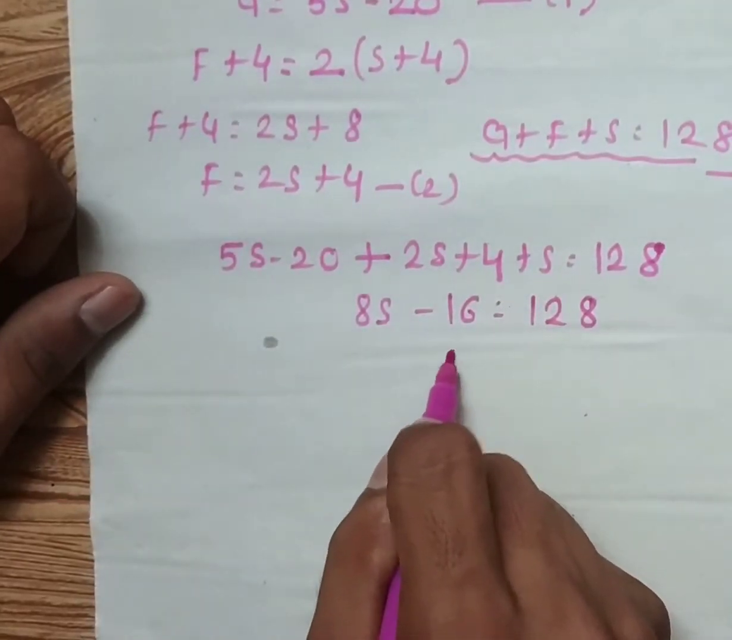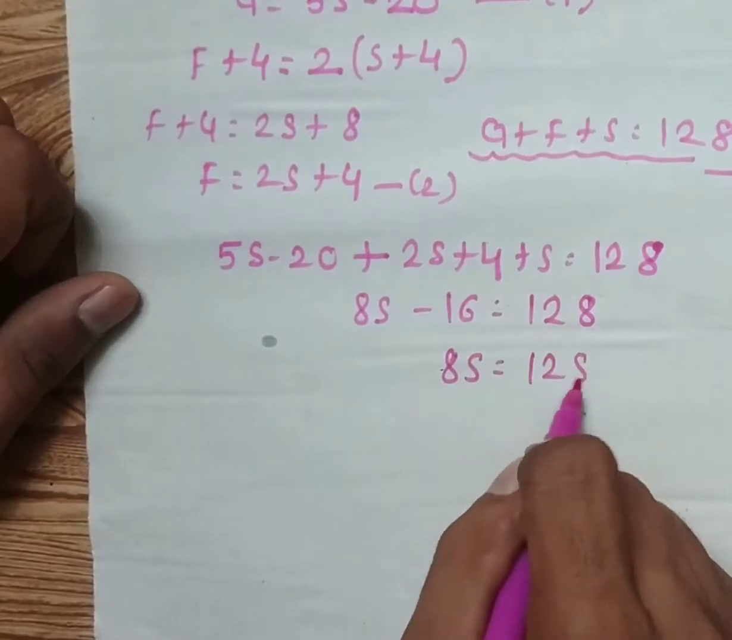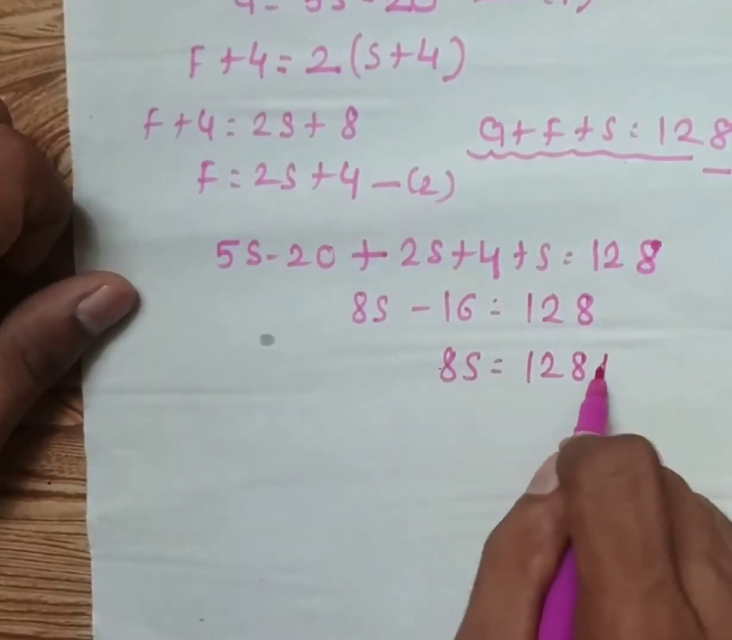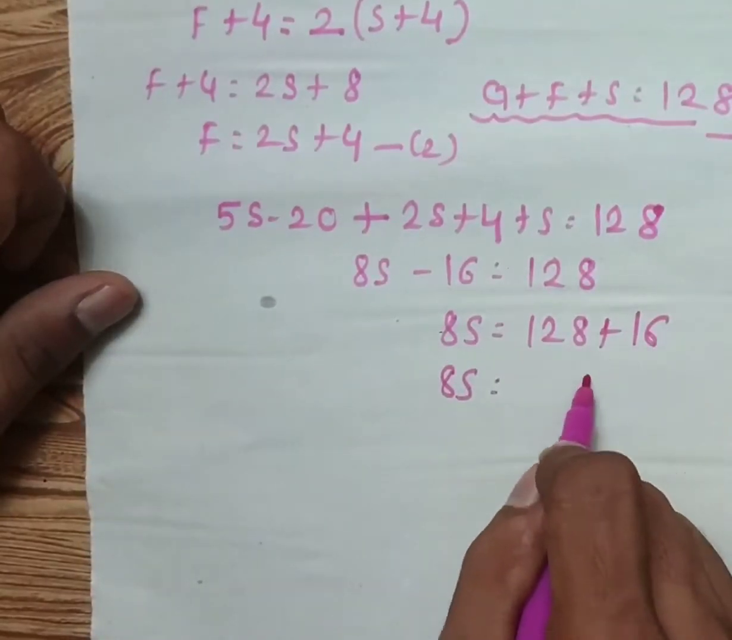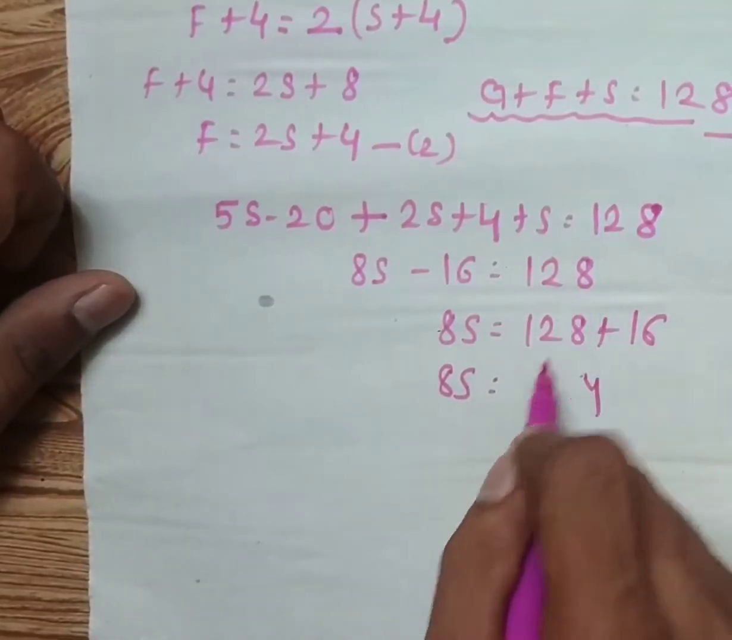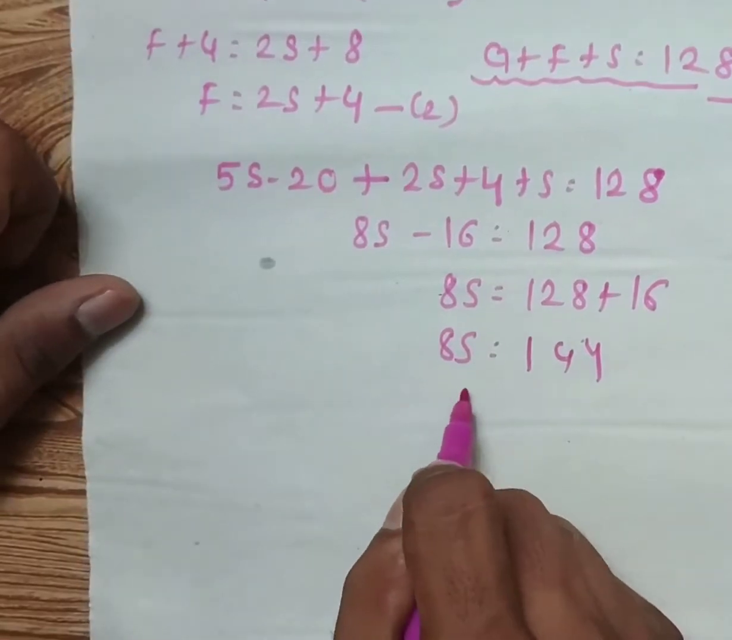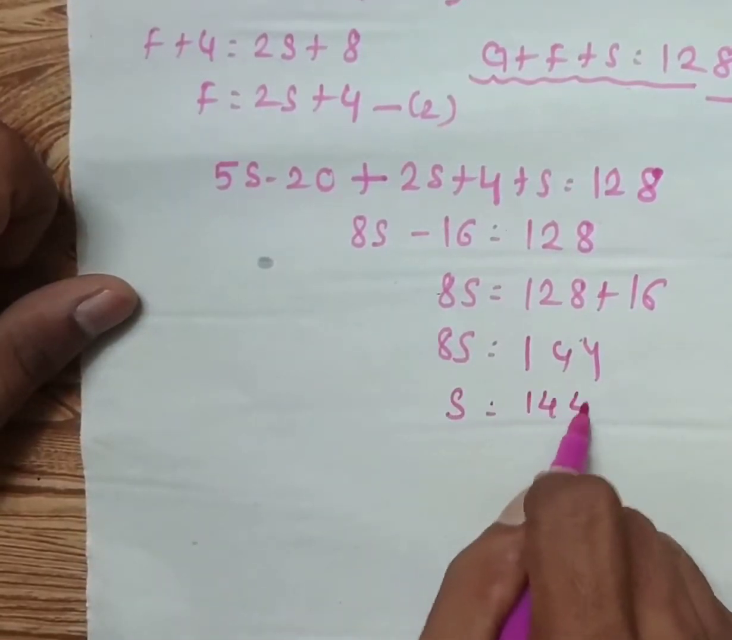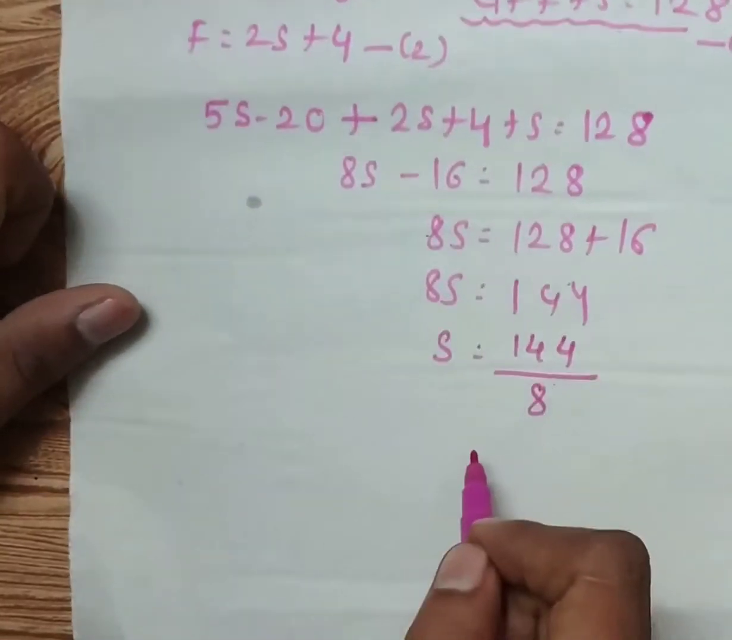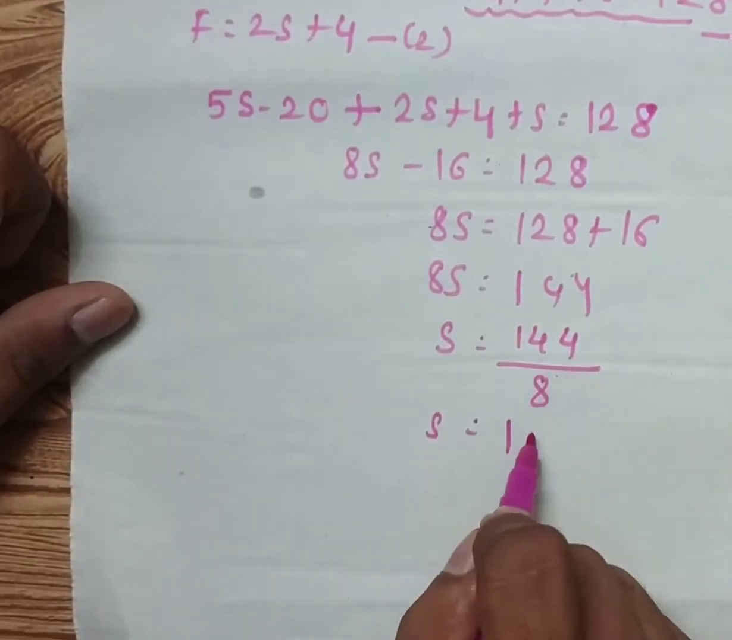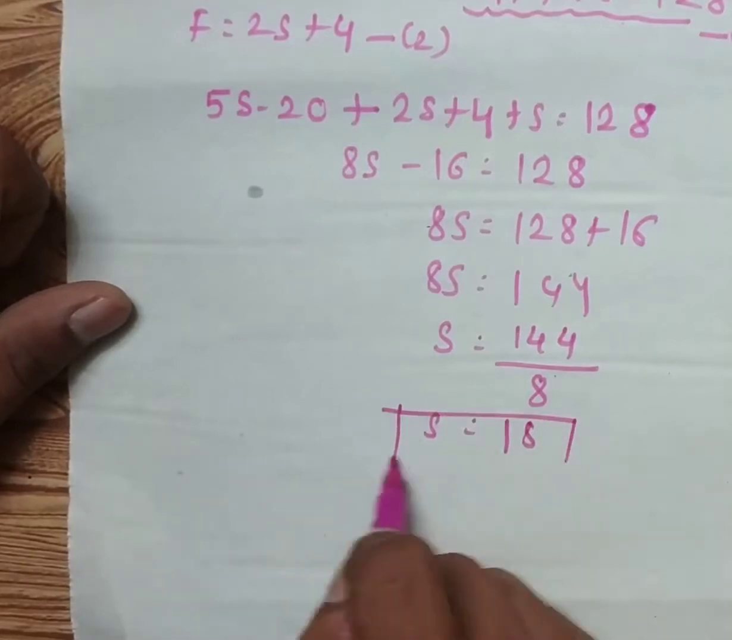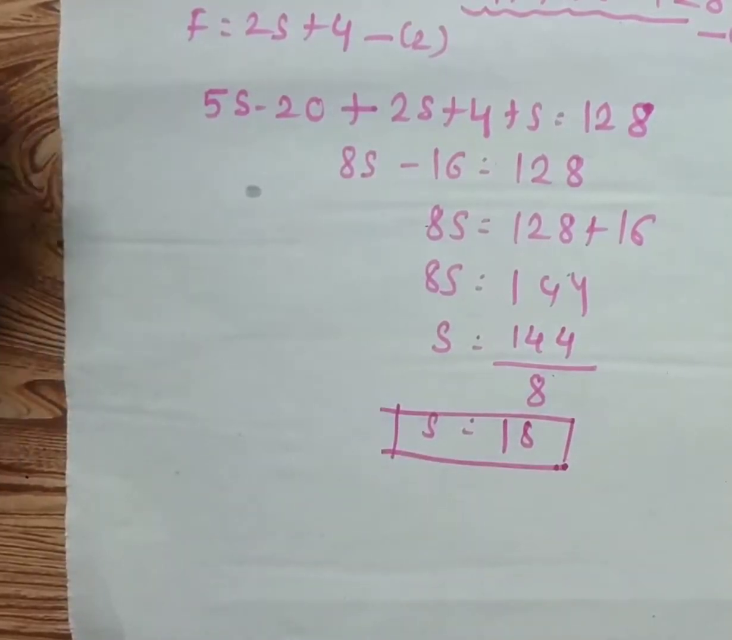So 8S is equal to 128. This minus 16 comes here as plus 16. So 8S is equal to 128 plus 16, which is 144. S is equal to 144 upon 8. 8 ones are 8, 8 8s are 64... so S is 18. So the present age of the son is 18 years.